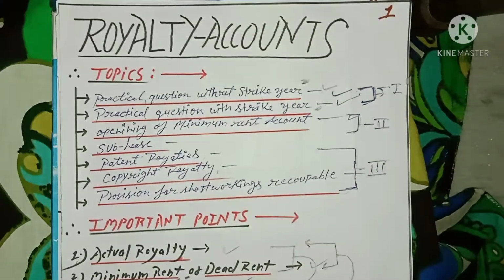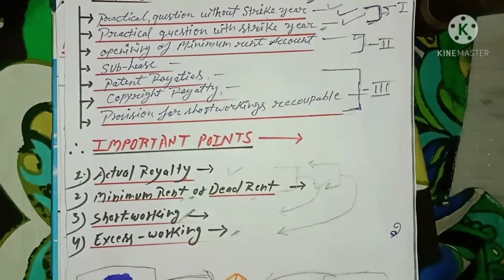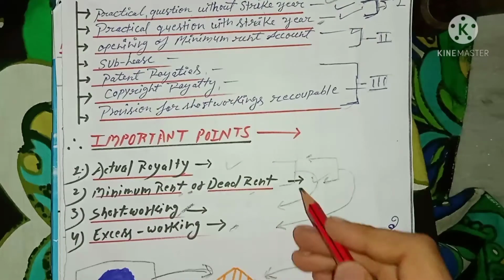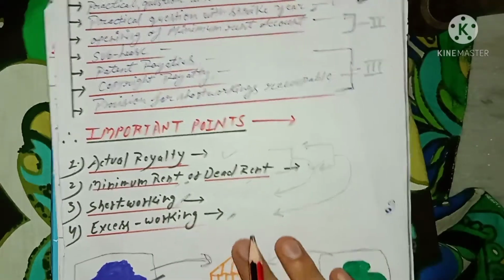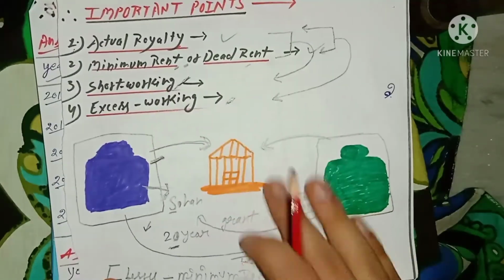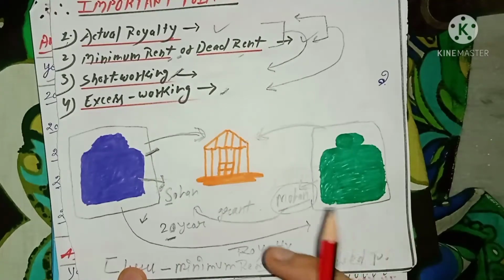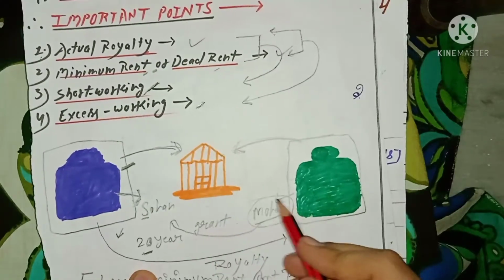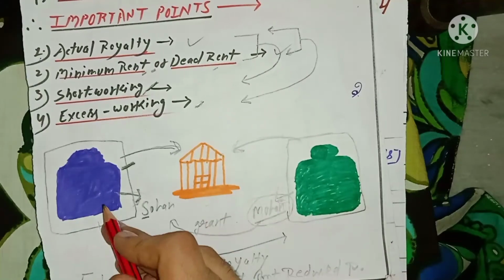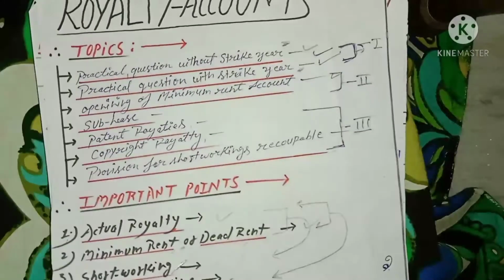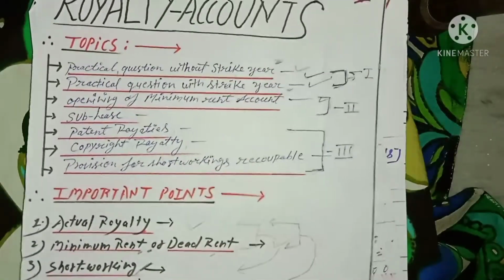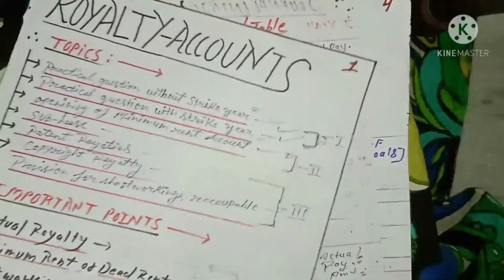two topics. I have also told you about these four terms: the meaning of royalty, actual royalty, minimum rent and dead rent, short working, and excess working. I also gave you an example to explain the meaning of lessee and lessor, and the difference between them. I told you this in my previous two videos, so if you haven't watched them yet, please check them out first so that you can understand this much better.